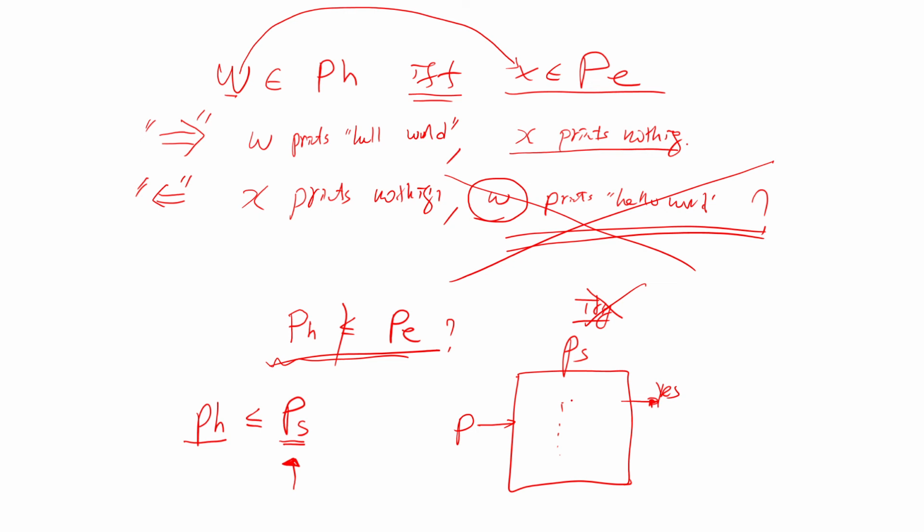So we call this type of problem computable, or another way of saying it, recursively enumerable. Recursively enumerable means you can write a program to compute it, but you cannot solve it. I call it RE. So PS is RE. PH is also RE.